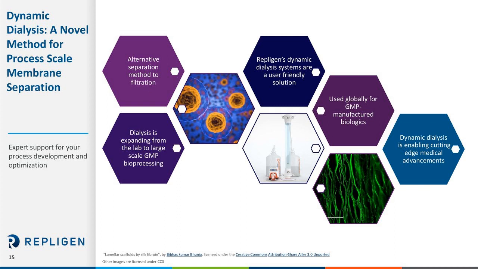Repligen is the only company right now providing turnkey solutions and dynamic dialysis systems that are being installed and used globally for GMP manufacturing of biologicals. Culminating, the large volume dynamic dialysis is advancing the bioprocess industry. Repligen is available here to support process development and optimization efforts for your dynamic dialysis.